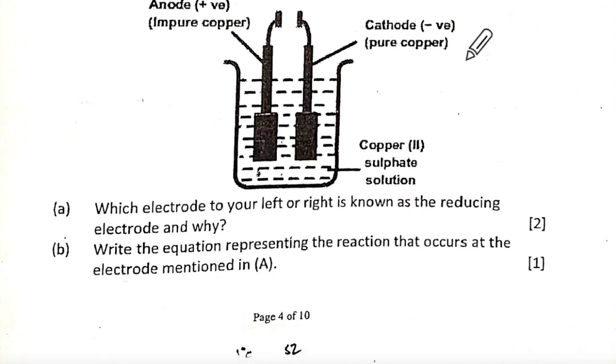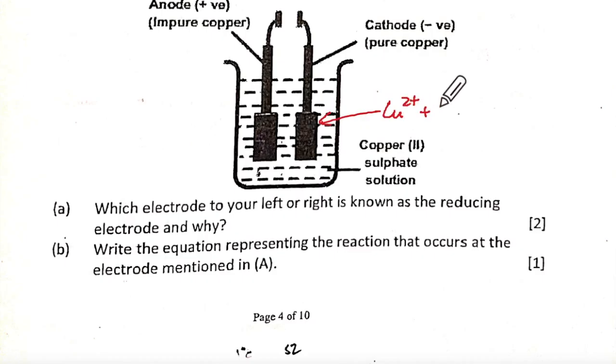What are they trying to do here? Copper sulfate, impure copper, pure copper means refining. Which electrode, left or right, is known as the reducing electrode? It gets oxidized, so anode. The reducing electrode is the one getting oxidized, so some of you will have a problem. Now let us see, this is pure copper. Do you know what will happen over here?